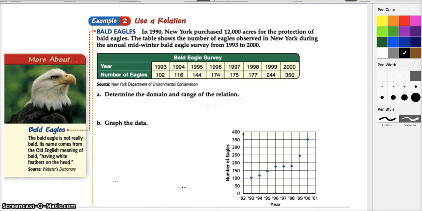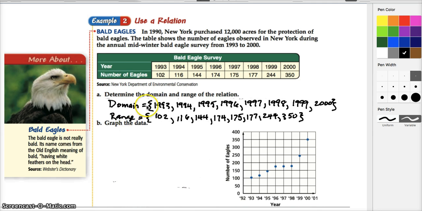The domain here would be the years. So the domain is the set of all of those years, and the range is therefore the set of the number of eagles sighted in this particular area. So with that in mind, the next part is to graph the data.